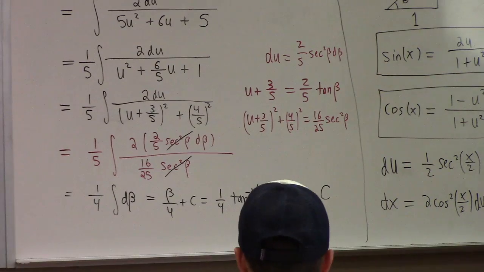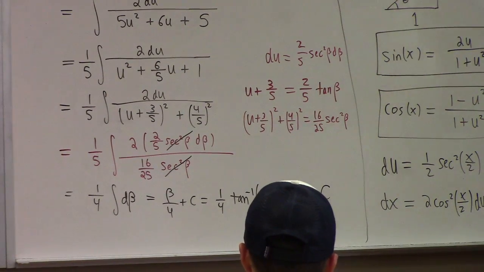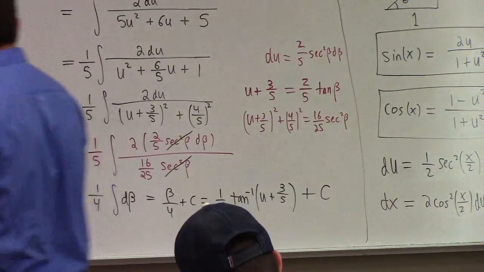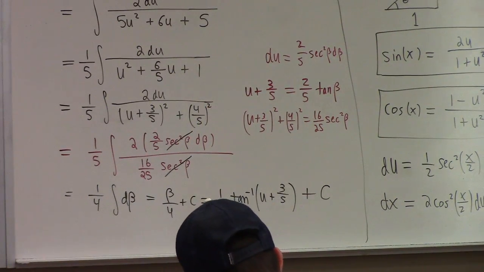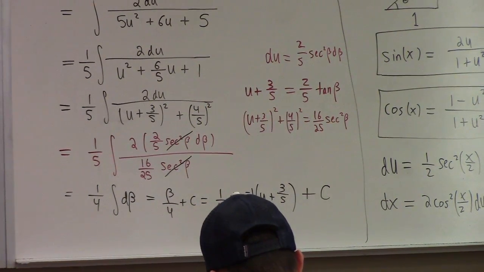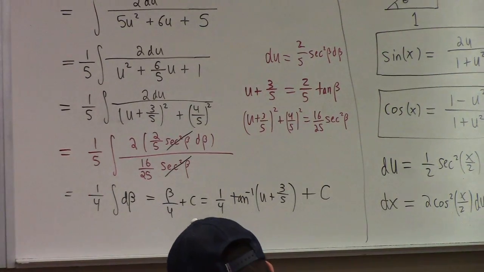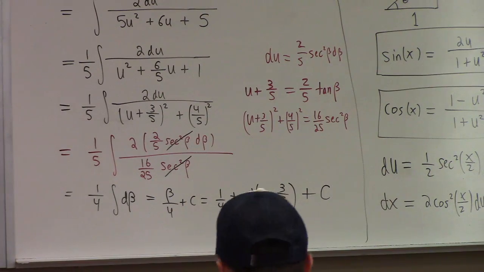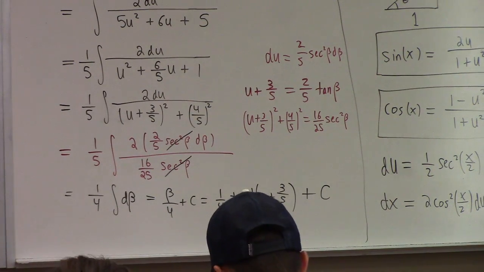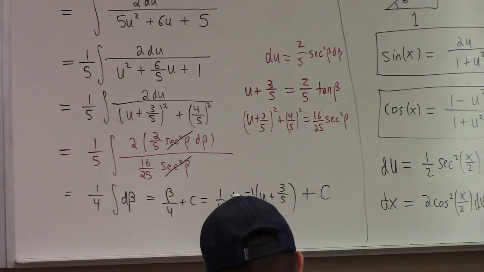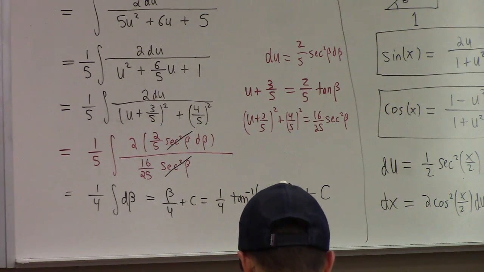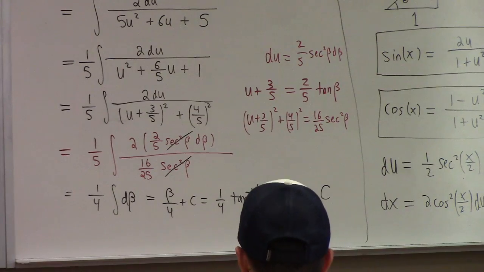At this point, I have to undo the u. What did it make u? U was what? Tangent x over 2. And so there it is. Our answer is 1/4 inverse tangent of u, where u was the tangent of x over 2, plus 3/5, plus a constant.